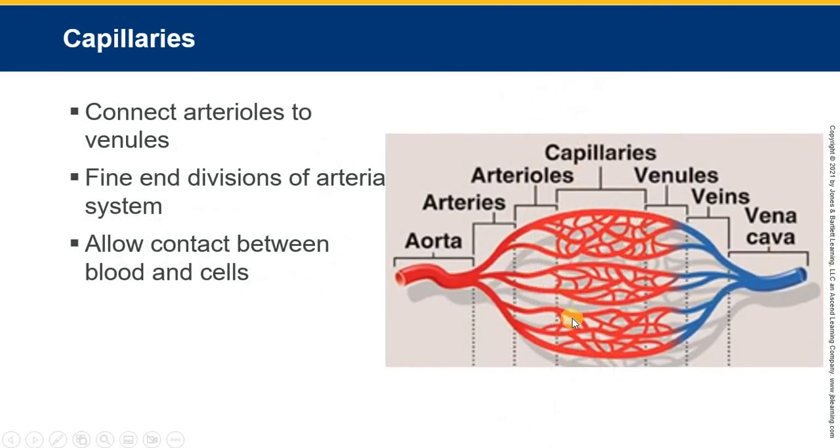So your capillaries, this is your capillary bed, and how it branches off. It's the one that has the most branches in it, a very fine end division of the artery system. They allow contact between the blood and cells because they're so thin that diffusion can actually take place.